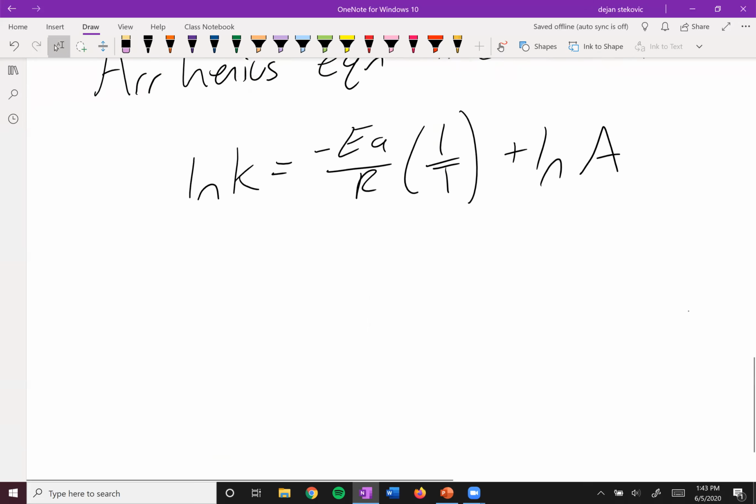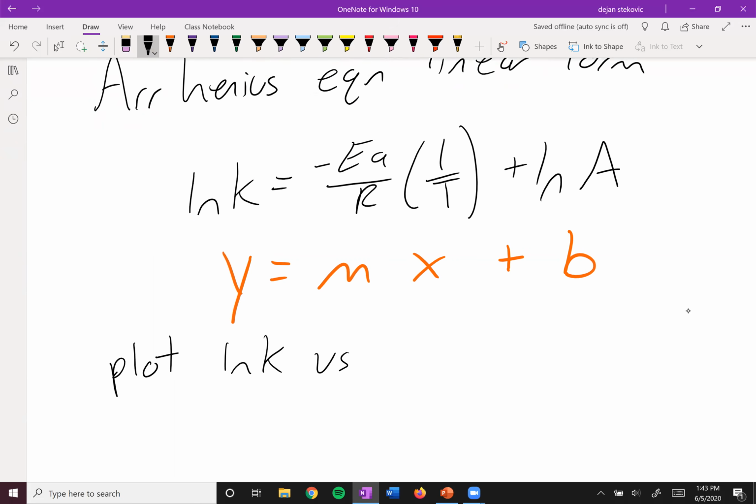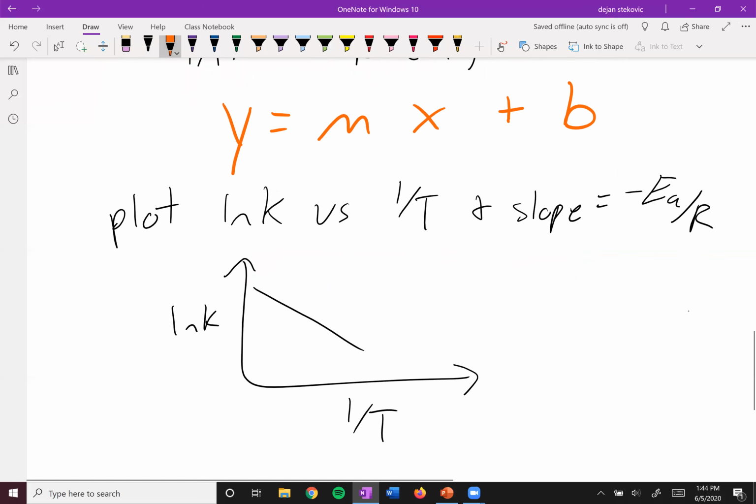If you're curious about the derivation, we can do it at some point. And so this is the linear form. So this is your y equals mx plus b. And so we can then, in theory, plot the natural log of k versus our x, which is 1 over T. And our slope will be equal to negative EA over R. So this is one way we can solve for the activation energy. So let me just draw this little plot here. 1 over T. This right here is the slope. It's going to be equal to negative EA over R.